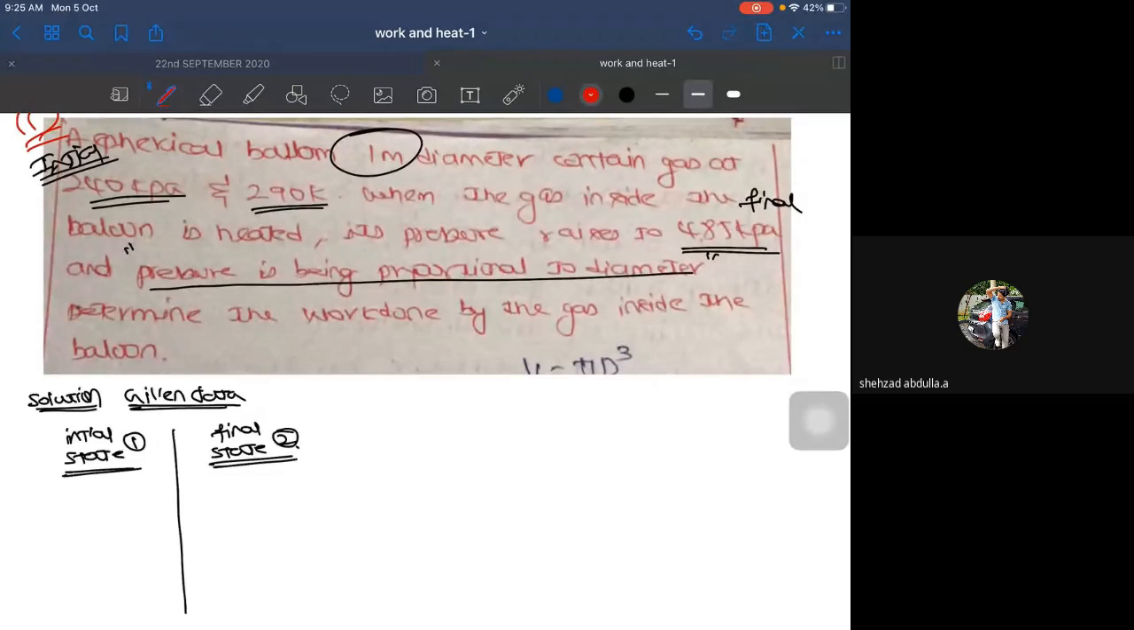Okay, so let me note down the initial and final conditions of the balloon. So the initial condition, the diameter of the balloon is how much? 1 meter. Okay, so the diameter is 1 meter initially. Final diameter we have to calculate, and how we'll do it. The initial pressure, which is P1, that is 240 kPa.